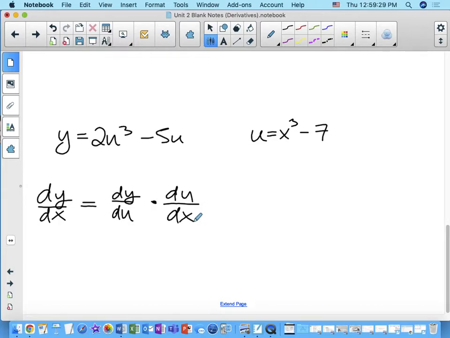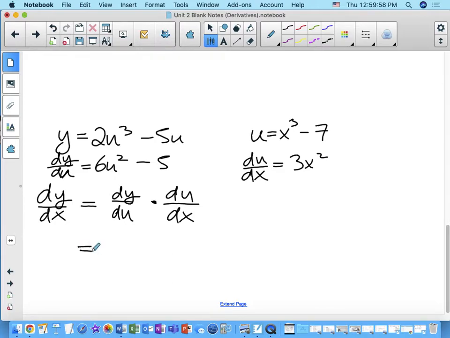Okay, so here, dy by du is 6u squared minus 5. All so far so good? Okay. du by dx is 3x squared. So to get dy by dx, we have to multiply 6u squared minus 5 by 3x squared.